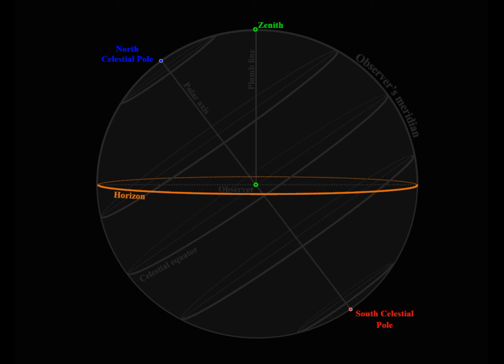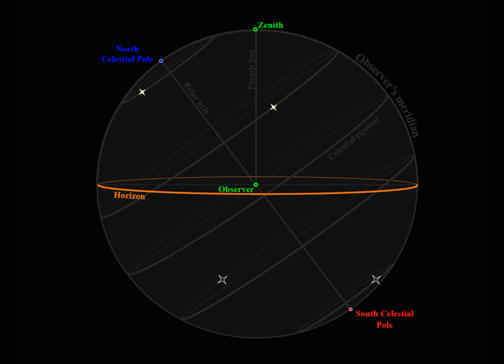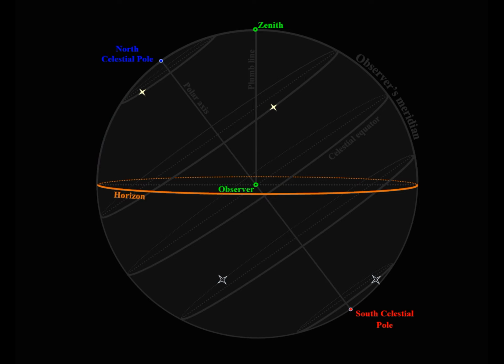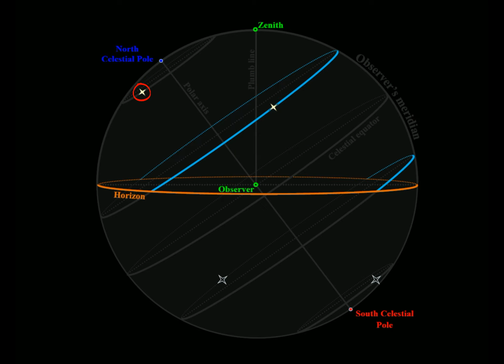The celestial sphere is divided by the horizon into 2 hemispheres. The hemisphere above the horizon is available for observation. The observer sees stars in those parts of the trajectory that pass above the horizon. Depending on the latitude of the observer, some stars are always above the horizon. Their entire path goes in the visible hemisphere.